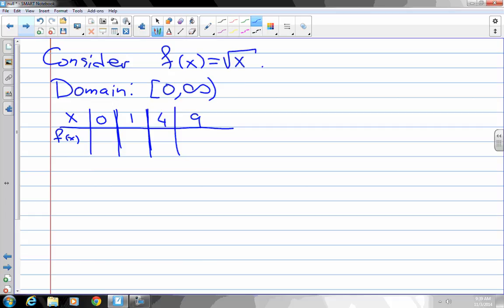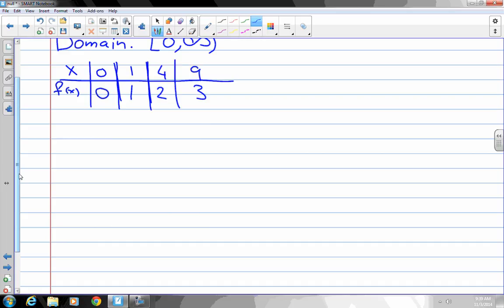So if x is 0, square root of 0 is 0. If x is 1, square root of 1 is 1. If x is 4, square root of 4 is 2. And if x is 9, square root of x is 3. So I can plot these points. So here's 0, 0, 1, 1, 4, 2, and 9, 3. So if I connect them, I get something like that.